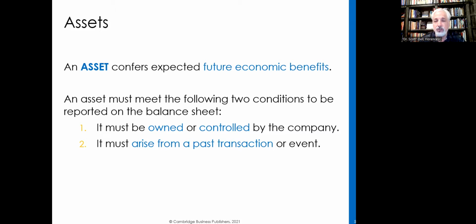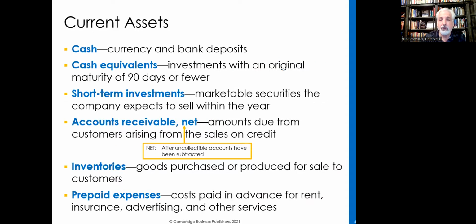And there must be two conditions. Must be owned or controlled by the company and must arise from a past transaction or event. That means we're in control. We can sell it. We can use it. We can destroy it if we want. And we probably are going to insure it. So those are all things that we own and have control over. It's not somebody else's stuff, it's our stuff. Same thing for inventory. We're not borrowing the inventory, it's our inventory. And then they arise from a past transaction or event. Usually we buy it, sometimes we lease it.